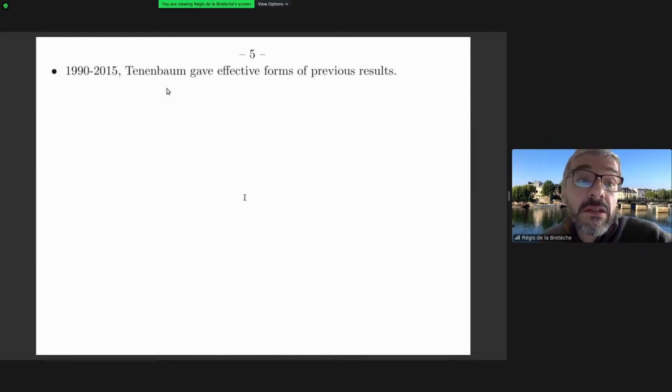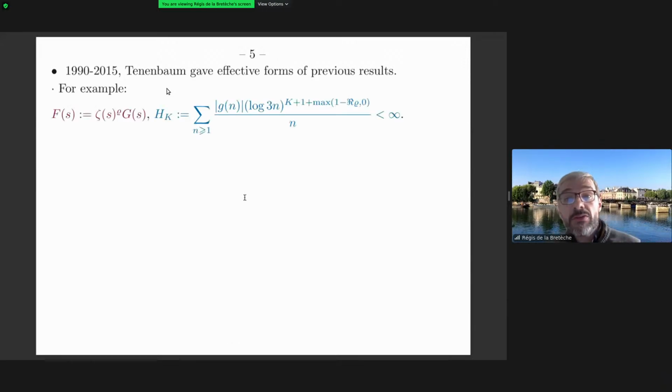And there is a very nice book of Gerald Tenenbaum where there are two nice chapters on the Selberg-Delange method. So he gave effective forms of the previous results and a very nice survey of these results, and also some new results.